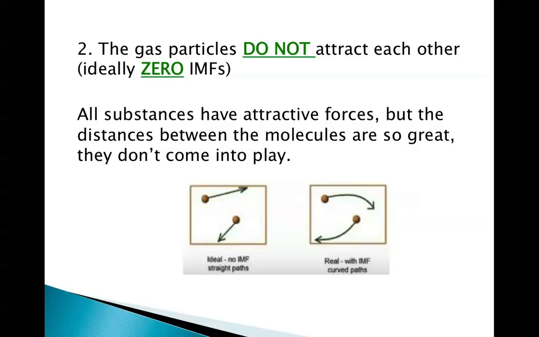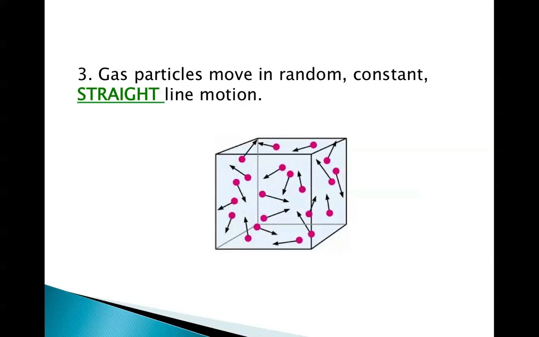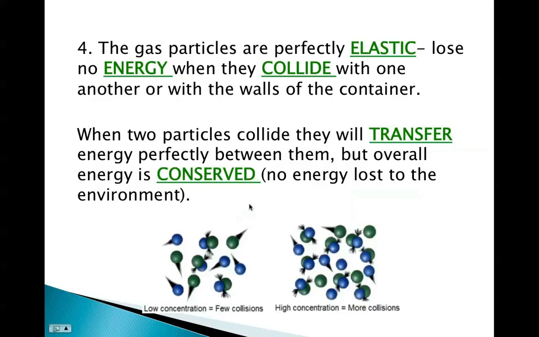All right, for number 2, you need to know that under KMT, gas particles do not attract each other. So ideally, they have zero IMFs between them. This is one essential part of this kinetic molecular theory that you need to know. Number 3, you have to know that gas particles are going to move in random, constant, straight line motion until they either hit another particle or they hit the side of the container.